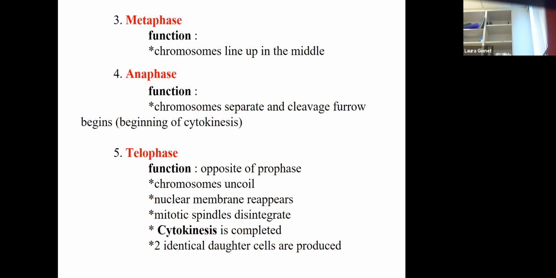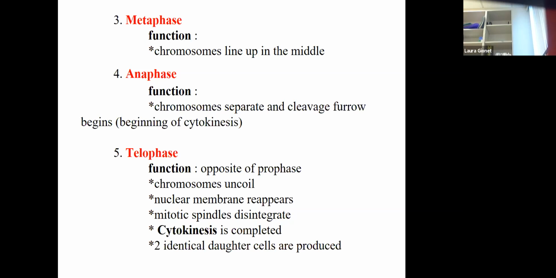Okay, so then we enter into metaphase. And in metaphase, we line the chromosomes up right in the middle in a linear orientation. So those mitotic spindles are going to move these chromosomes so that they're all lined up right through the center in one direction or another, but just in a linear orientation.